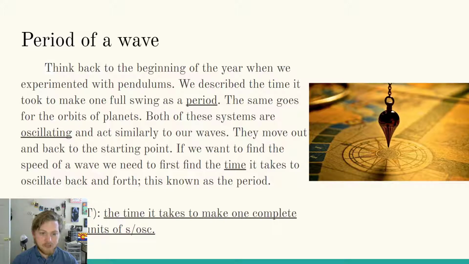If we want to find the speed of a wave, we need to know the time it takes to oscillate back and forth. This is known as the period. So there's the definition down there. It has units of seconds per oscillation, or just seconds, right? Oscillation is just a number. There's not really a particular unit to that. It's just the number of times it goes back and forth. So often in periods, we'll say seconds per oscillation, or just seconds. Both work.